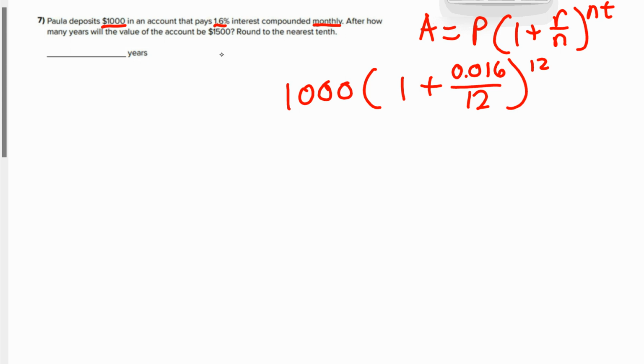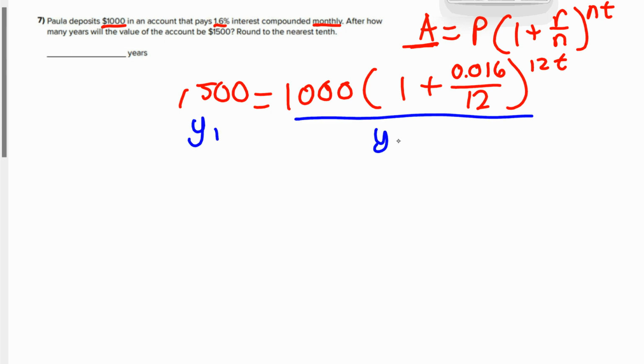It doesn't say how many years, right? So we put t as in years. Now what they ask is after how many years, so they actually want to know what that t is. Well, the value of the account, so how much is in the account, will be 1,500. So we set this equal to 1,500. Now what we can do is two things. Set this as y1, and then set this as y2. And then we can see where they intersect, just like that last question, right? And we can go in our calculator, making sure we adjust our window.